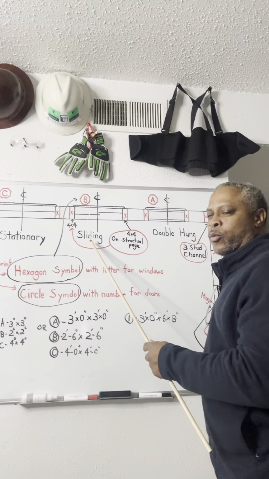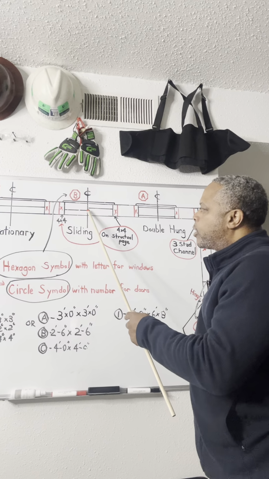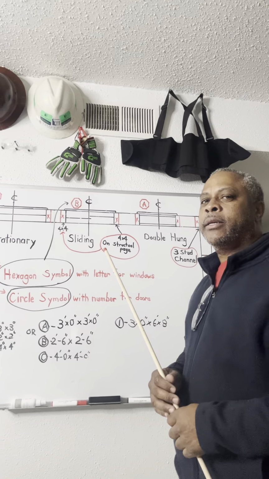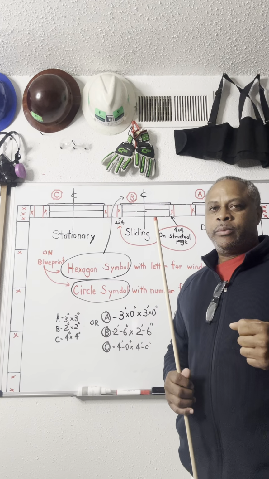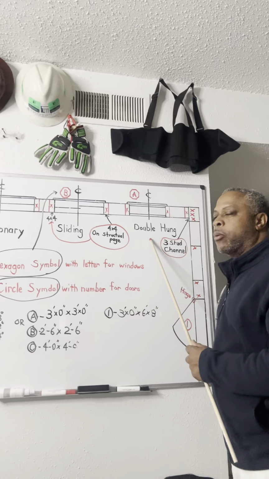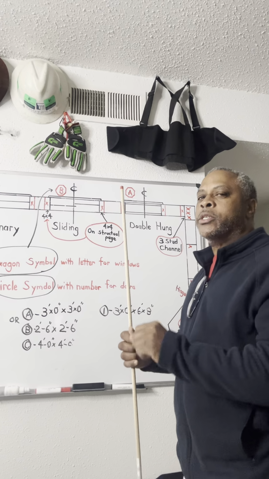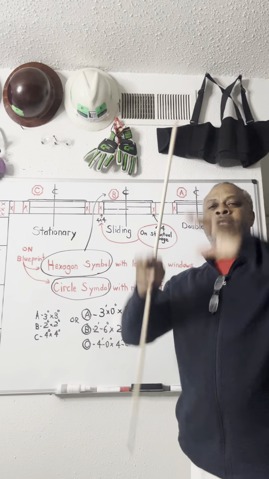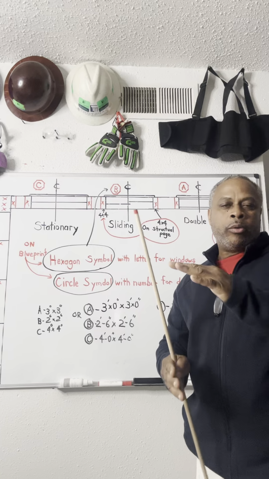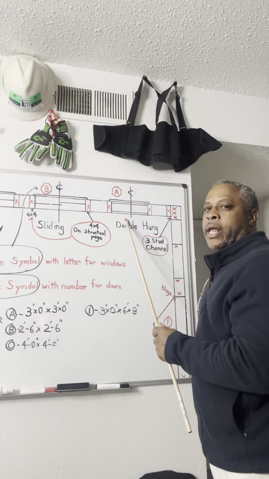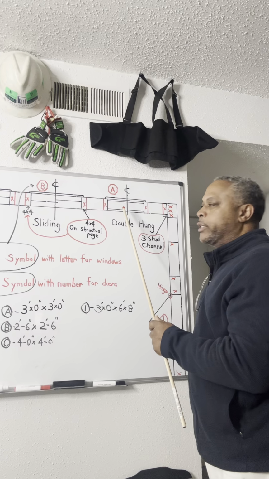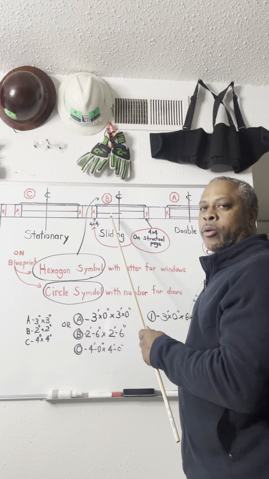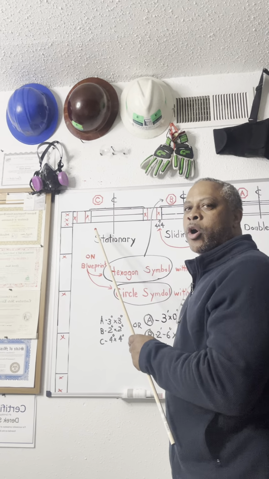You're going to have a sliding window that's shaped like this, where there are two slashes, one almost crossing the other. The sliding window slides to the side, okay? You also have a double hung window, which means this window opens up and down. Possibly the bottom opens up and possibly the top comes down, which is like a double. So this is what a double hung window looks like when it's drawn out on the plans. This is a single hung window on B when it's drawn out. This is a stationary window on C when it's drawn out.